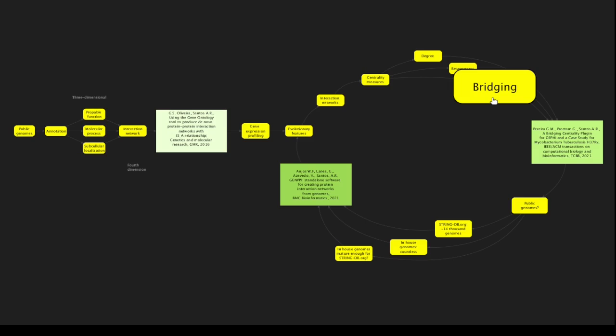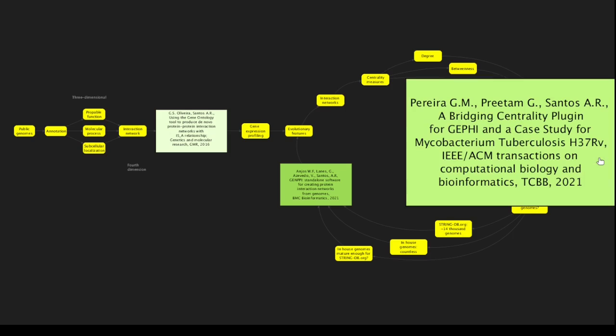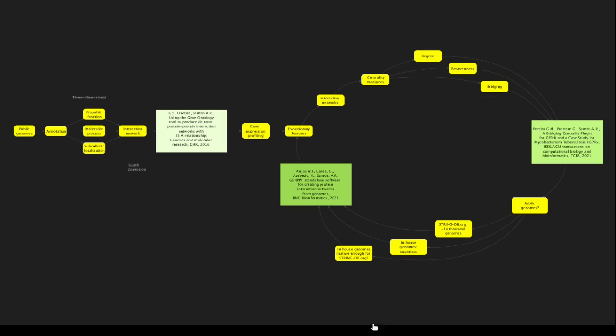At the time of our research, no software allowed us to calculate this statistic in an interaction network. In 2021, we published the article A Bridging Centrality Plugin for Gene and a case study for Mycobacterium tuberculosis H37Rv to allow the scientific community to study the publicly available genomes of any organism under the light of non-essential proteins connecting clusters of proteins. In our article, we illustrated a hypothesis of a relationship among proteins previously unrelated. We based our assumptions on a four-dimensional scenario, the three features documented by Gene Ontology, and the bridging centrality inferred by an interaction network.